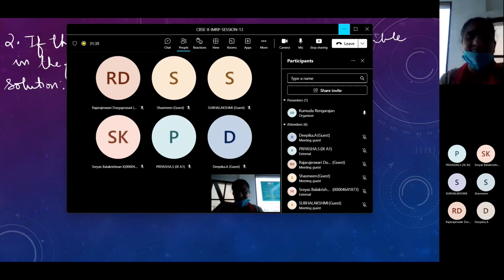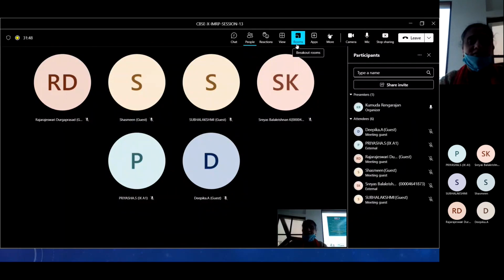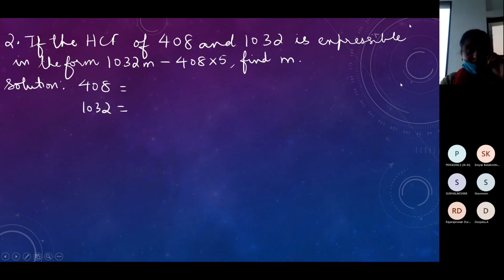Subbalakshmi. What is the fundamental theorem of arithmetic? Forgotten. Yeah, how do you state the theorem? Yeah, tell me.